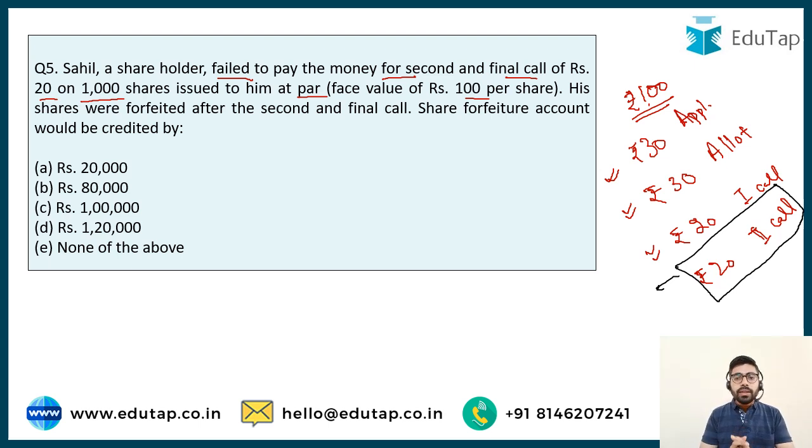Now this amount of abnormal profit is not going to be transferred to the profit and loss account. Because this is of abnormal nature, we open a separate account, the share forfeiture account, and the amount which has been received from Sahil is transferred to the share forfeiture account. Now how much amount is to be transferred to the share forfeiture account? I have already explained logically how things happen, and you would already be making out the right answer.